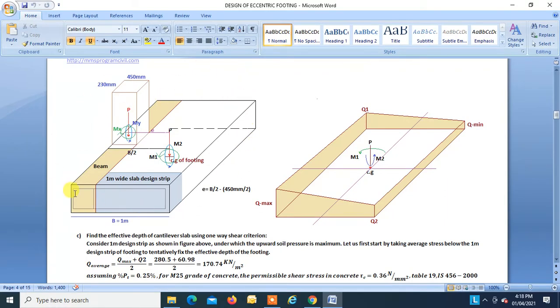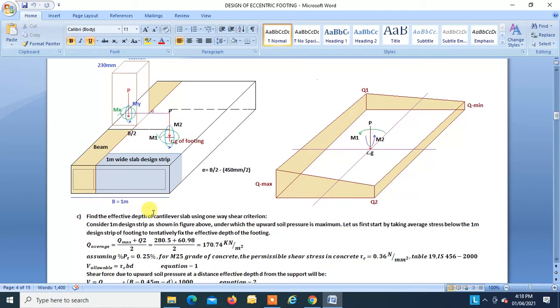So this is our footing. In this footing there are two elements. This is a beam, on which the column is supported, and this is a cantilever slab. We will first do the design of this cantilever strip as a cantilever slab. We'll take a 1 meter wide slab design strip.